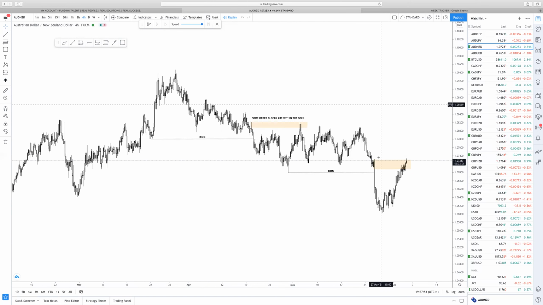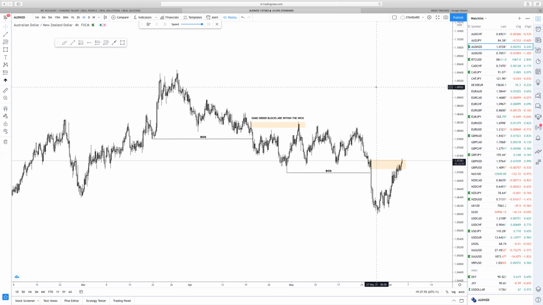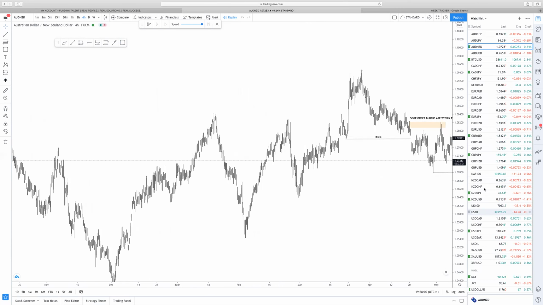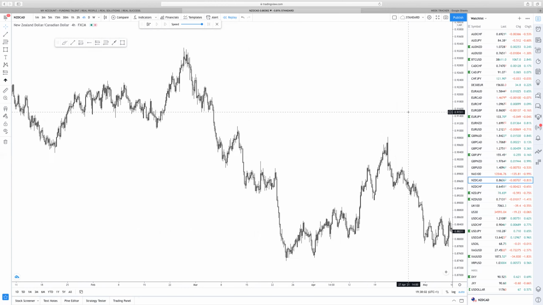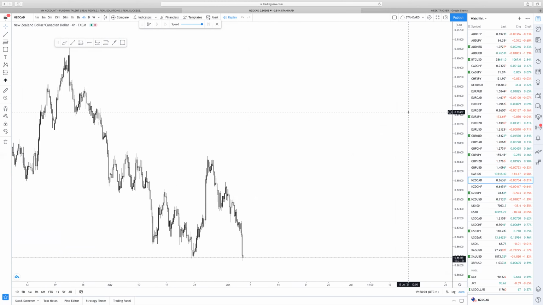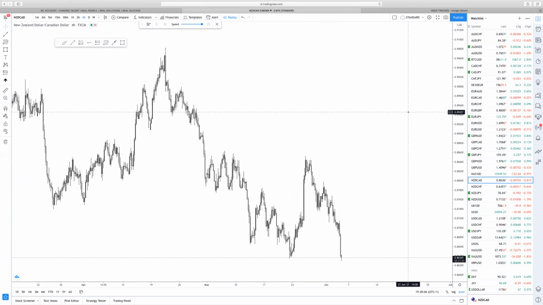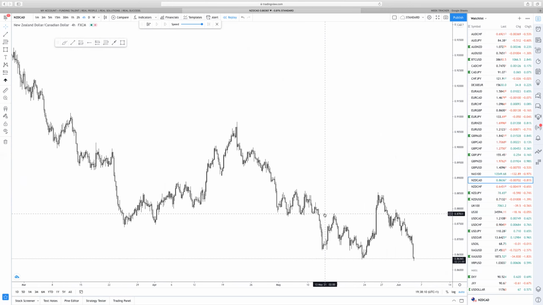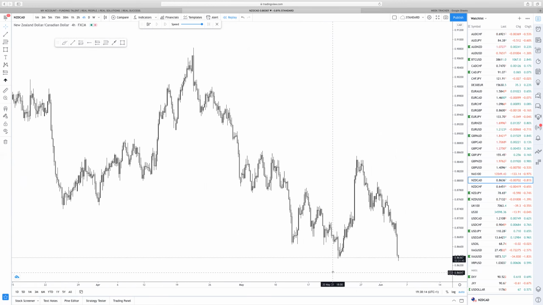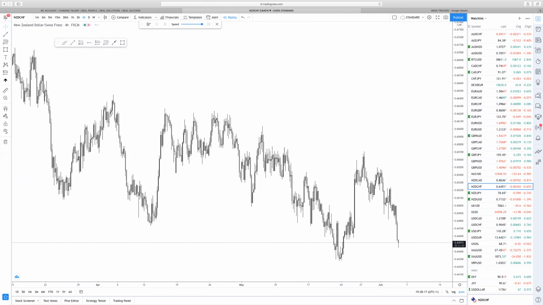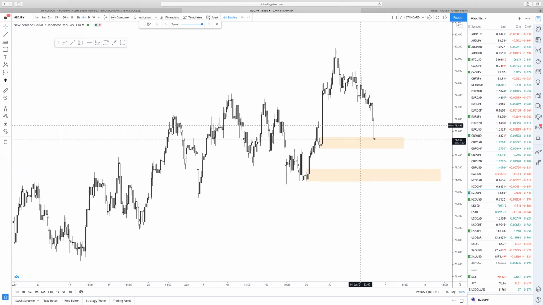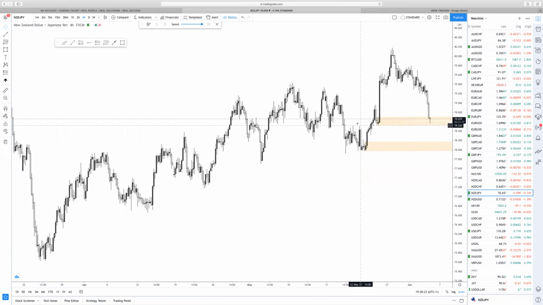Can you explain more about the breaker structure? Like what is essentially a structure? The structure, okay. Let me just find something clean.